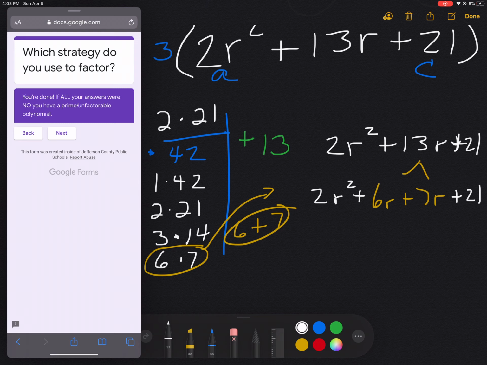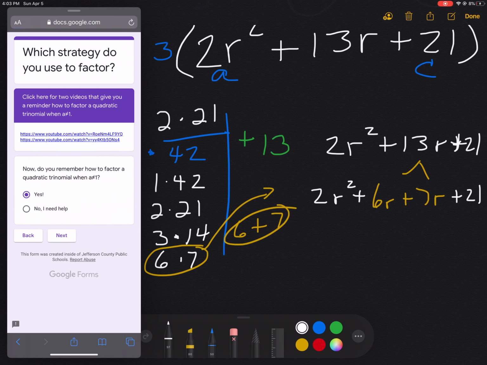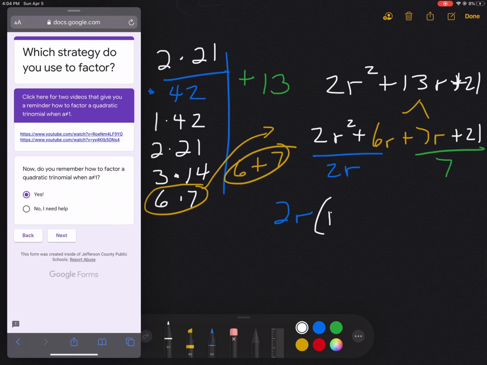If you don't remember how to factor by grouping, there is a section in here. So that's why hopefully if you chose I know how to factor it, then you should know what to do. If you don't know how to factor it, then that's where you need to go to watch those examples. But I know what to do because I know I need to just divide them into groups. So I'm going to factor a 2r out of that group, and I'm going to factor a 7 out of that group. So after I factor that 2r out, that means I'm going to have an r plus 3. And then after I factor that 7 out, I'm going to have an r plus 3.